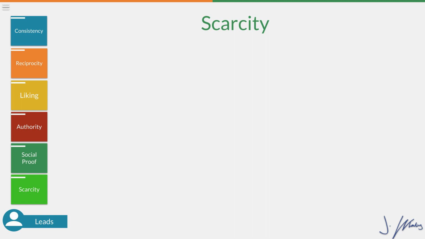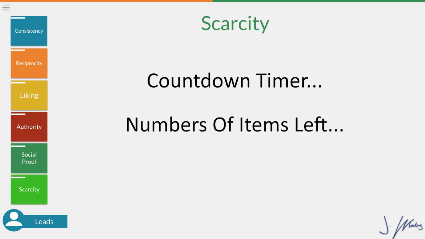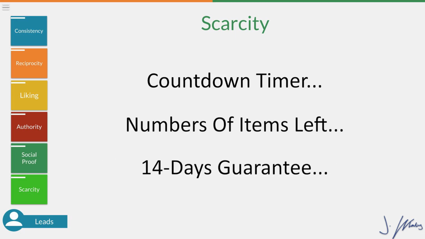So what can you do with scarcity? It can, of course, be countdown timers, which we've probably all seen and gotten sick of. It could be a number of items left, or as a final example, if it's later on in your sales process, probably not on your landing page, some sort of multi-day guarantee. So that does it for these 6 principles of persuasion from the book Influence.